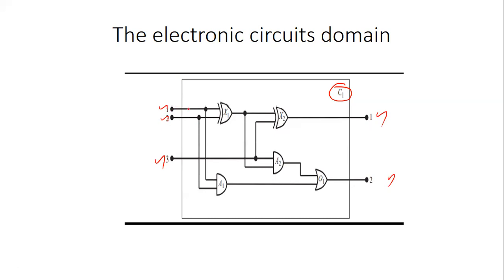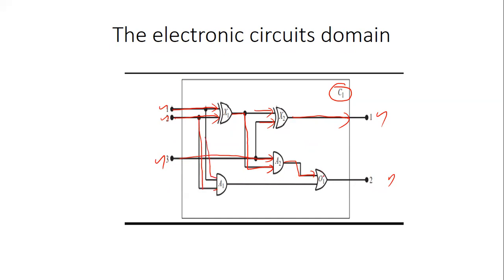The first two inputs go to X1. And the third input and the output from X1 go to A2. The output of A2 and the output of X1 go to X2. And the output of X2 is one of the outputs. The output of A2 goes as the first input of O1, and before that the first two inputs were also inputs for this AND gate A1.